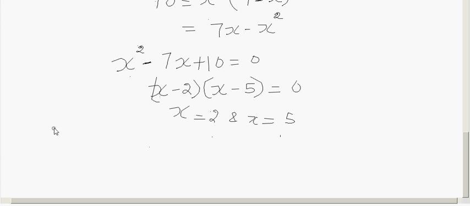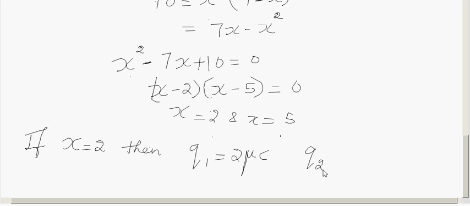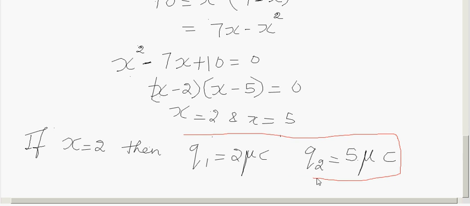So if x is equal to 2, then Q1 is 2 microcoulomb and Q2 is 5 microcoulomb. If you take x is equal to 5, you will get Q1 is 5 and Q2 is 2. The two charges are 2 microcoulomb and 5 microcoulomb. You can write finally, two charges are 2 microcoulomb and 5 microcoulomb.